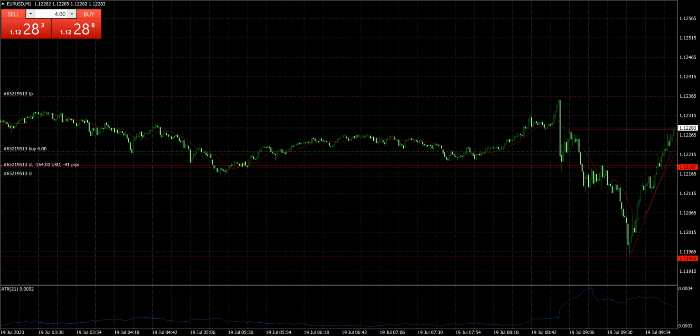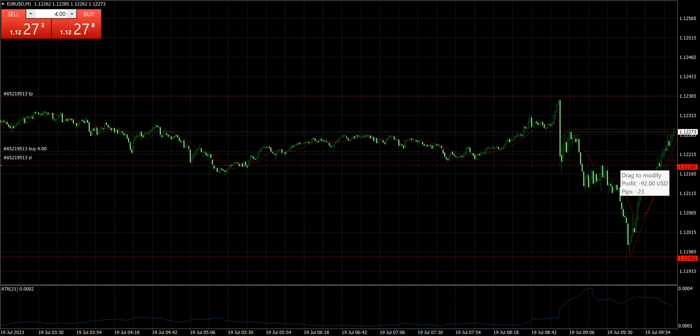So now I can move this. I like to keep it right here, at the psychological area where I just placed it. Now I'm risking 2.3 pips. So I was able to reduce my stop loss by 3.